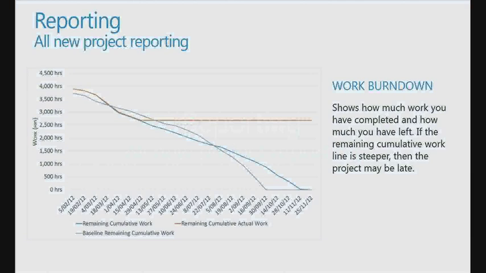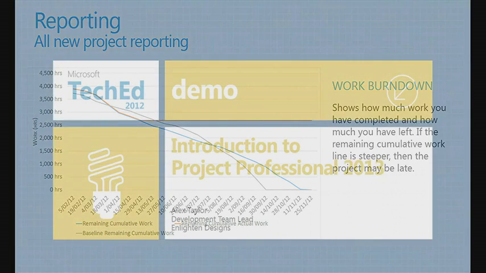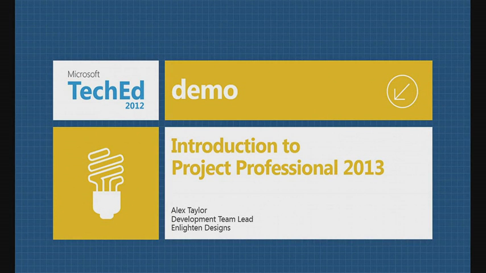As an example, here's just a quick picture of one of the reports. This is a burn down report. All of these reports are now actually editable within Microsoft Project. You can customize it in a particular project schedule. You can copy and paste them out to other Office applications, and they'll actually stay editable. Charts will stay editable. So anyway, I won't kill you with PowerPoint. Let's jump into a quick demo and introduction to Microsoft Project Professional 2013.